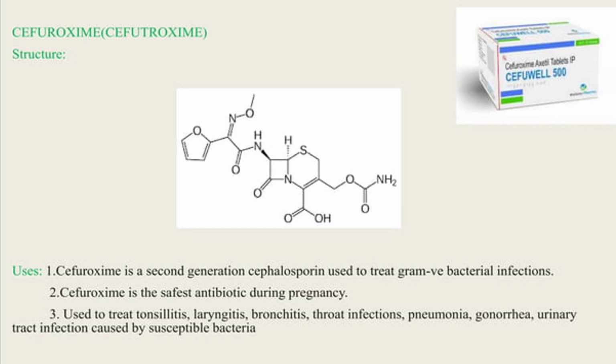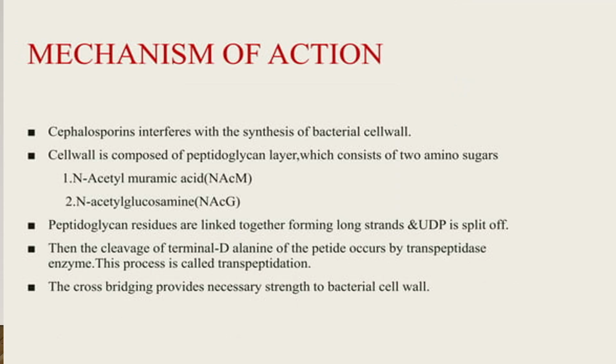Cefuroxime is the safest antibiotic during pregnancy. So that means we can give this drug to a pregnant woman in order to treat her bacterial infections. This is also used to treat infections and inflammation of the tonsil glands, laryngitis, bronchitis, throat infections, pneumonia, gonorrhea, and also urinary tract infections caused by susceptible bacteria.